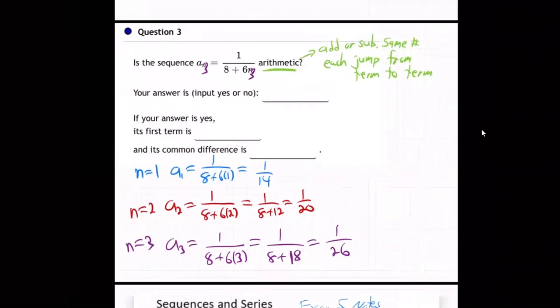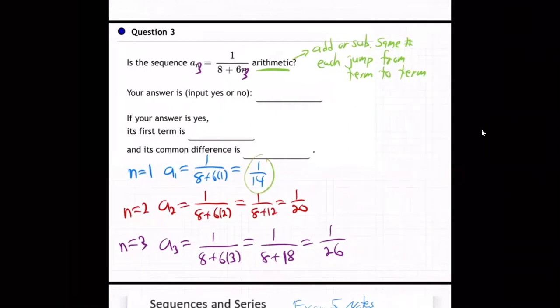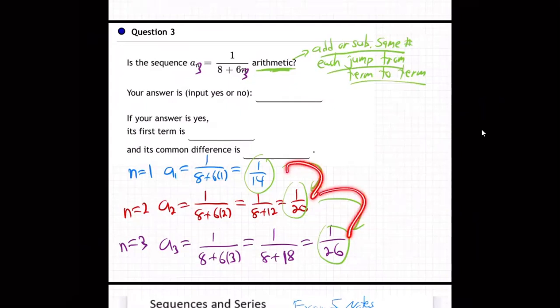Okay, now, so the question is, from here to here to here, is there the same jump every time? Because that's what it means to be arithmetic, right? As I wrote up here, you add or subtract the same number each jump from term to term. So we've got 3 terms. You need 3 terms in order to get 2 jumps, right? And you're wondering, are those jumps the same or are they not?